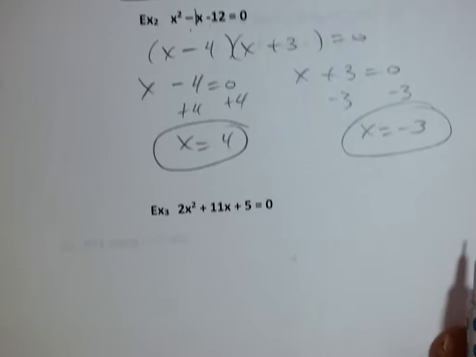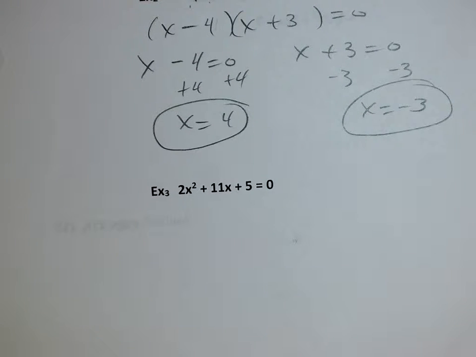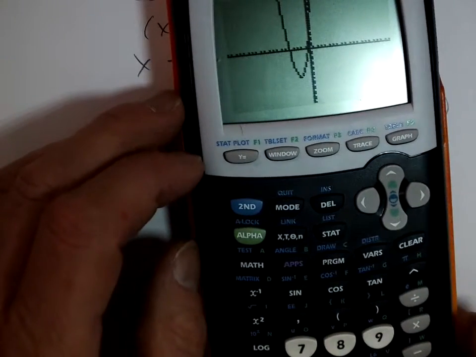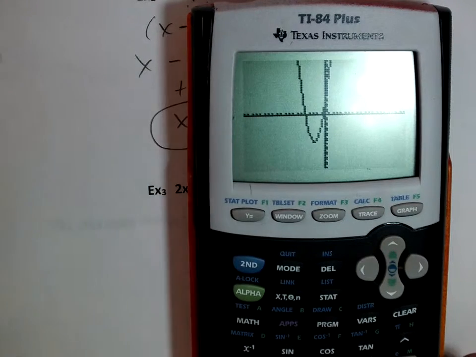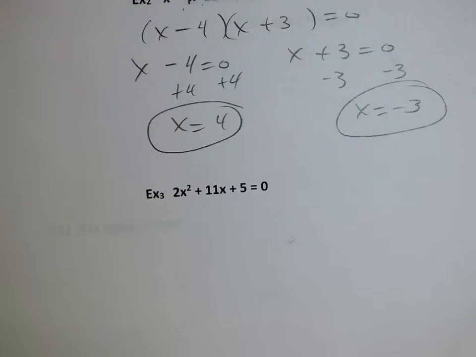Okay, number 3. Okay, Isaac, did you just do 3? Well, yeah. So here, real quick. So Isaac did 3, and it's kind of hard to tell, isn't it? Right? So Isaac graphed, it's kind of hard to tell, but guess what? It'll factor. Check it out.